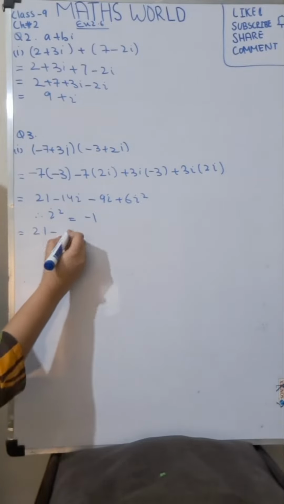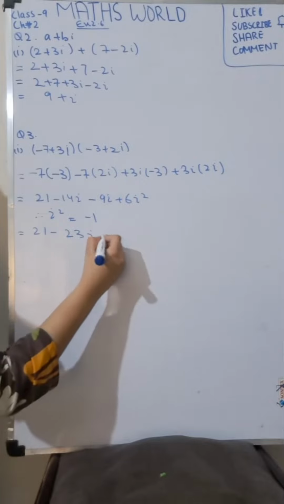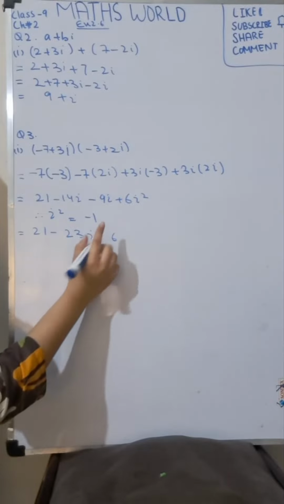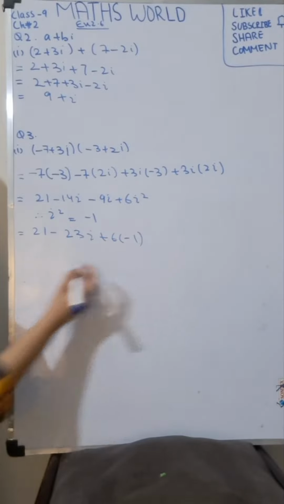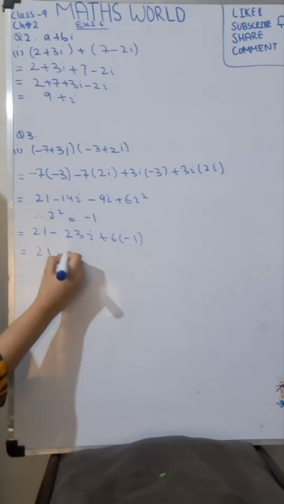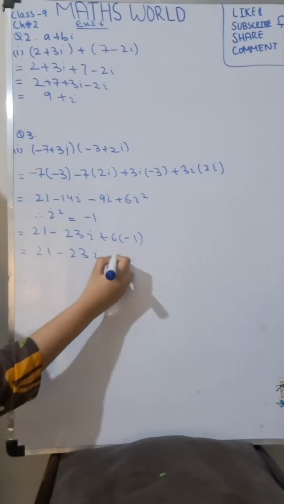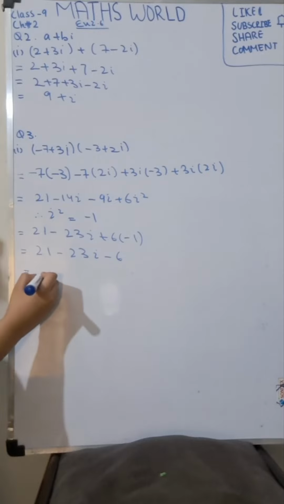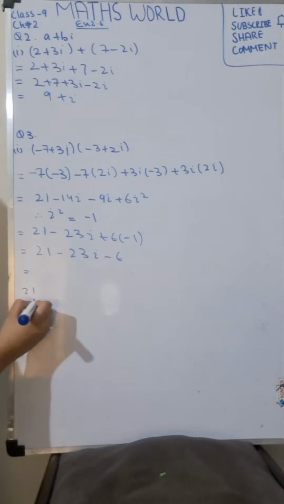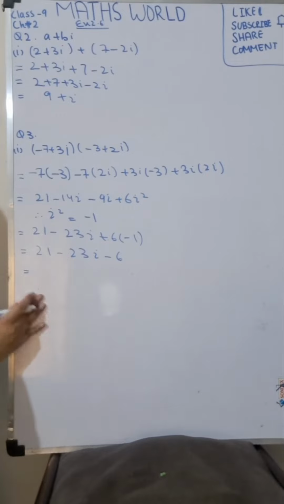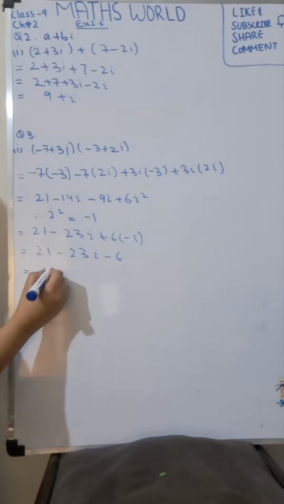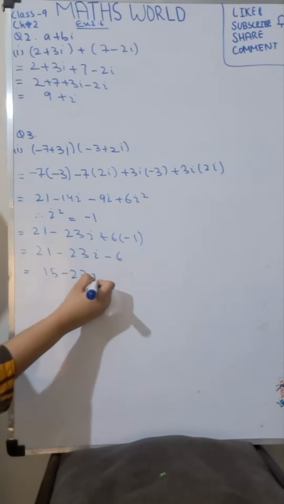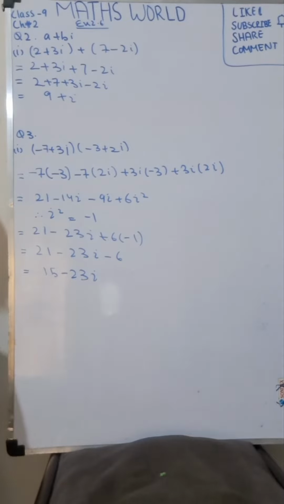So that is 23 iota minus 6, or either plus and -1 you write here, either 21 minus 23 iota minus 6, or 21 minus 6 would be equals to 15. So here 15 minus 23 iota. So now it is in the form of a+b iota, simplified form.